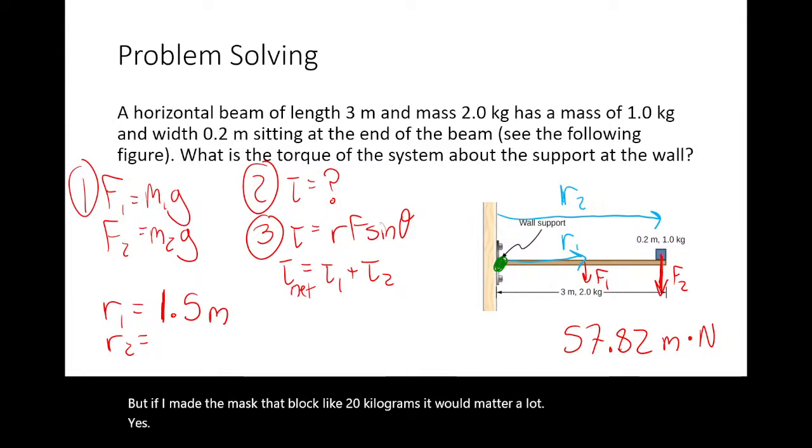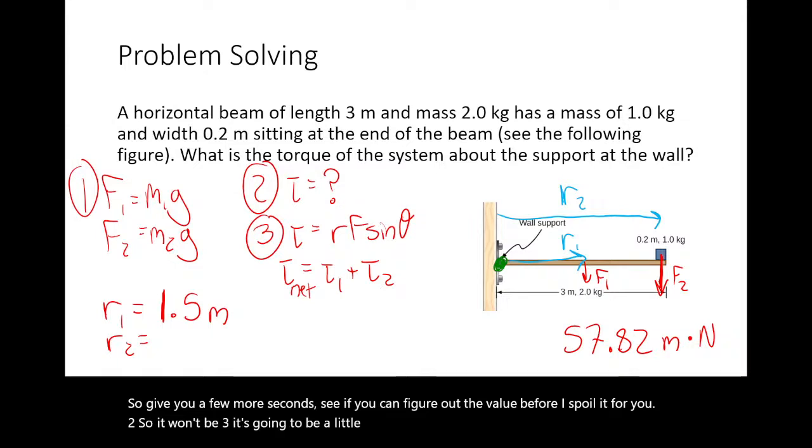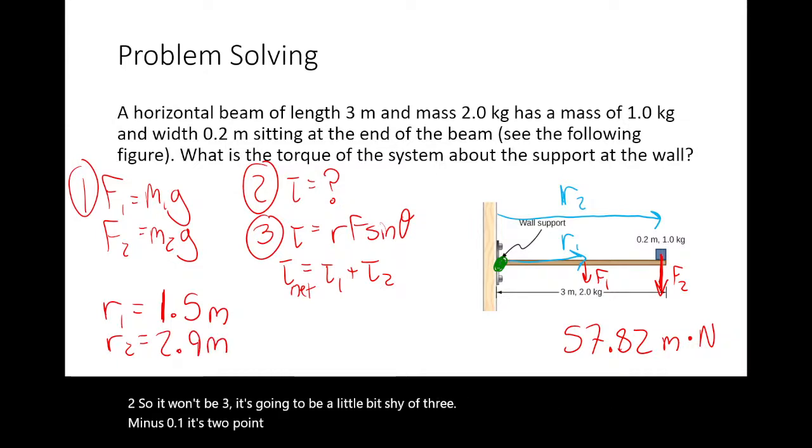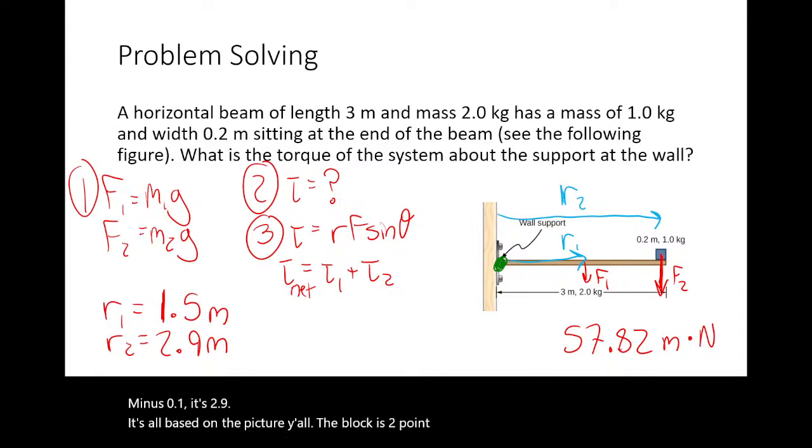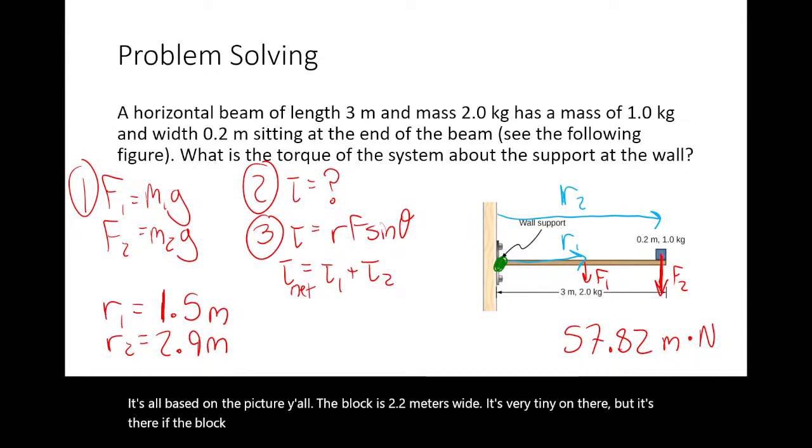I'll give you all a few more seconds to see if you can figure out the value before I spoil it for you. So it won't be 3. It's going to be a little bit shy of 3. Minus 0.1, it's 2.9. It's all based on the picture, y'all. The block is 0.2 meters wide. It's very tiny on there, but it's there. If the block is 0.2 meters wide, where's the center of it? 0.1 meters from the end.